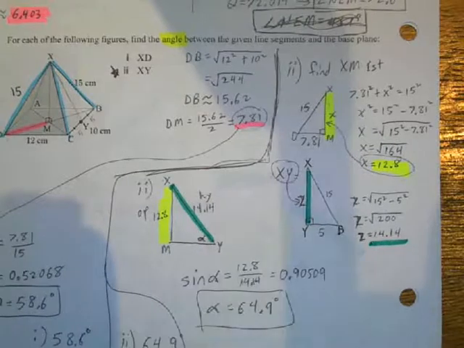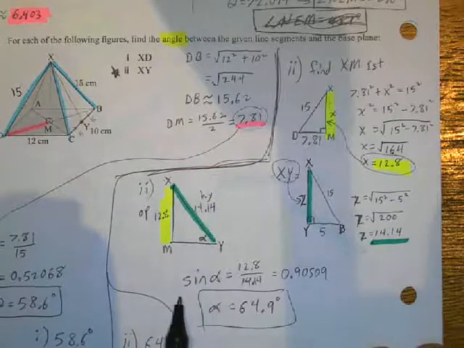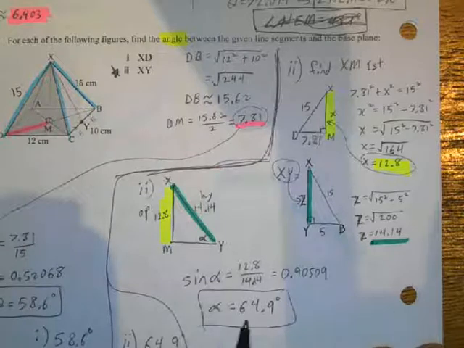I can solve for this angle here. I've got the opposite side, I've got the hypotenuse, so I'm going to use sine, set up the ratio, do second sine on the calculator, or inverse sine, and now I've got the angle.